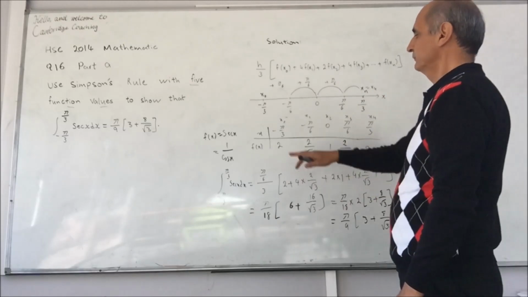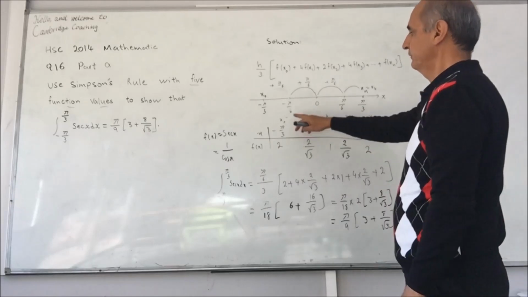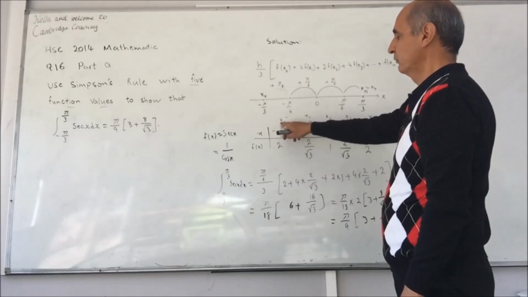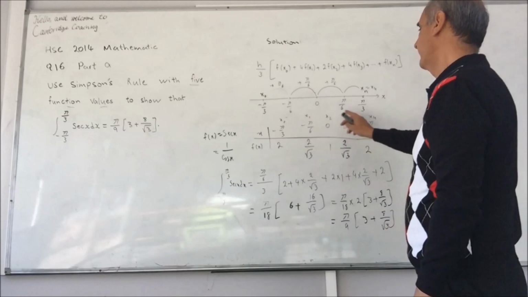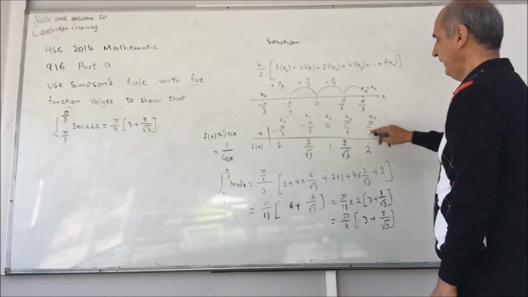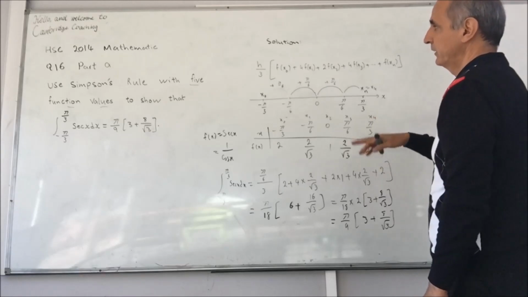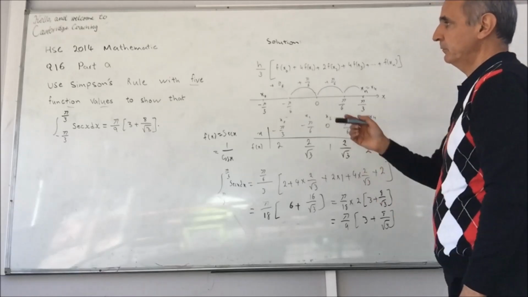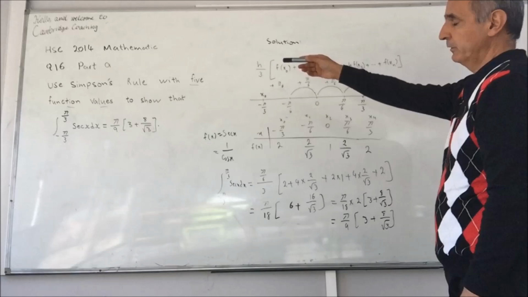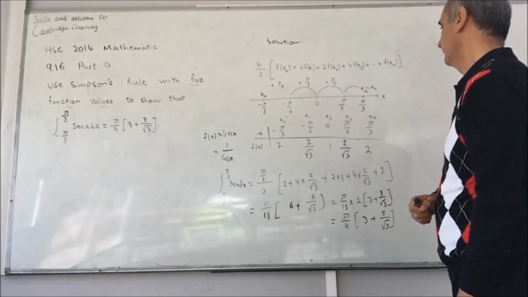And your x values, the first value of the integral is always x0, and the last value is xn, which in this case, n is equal to 4. And as I said, n is nothing but the number of function values take away 1.